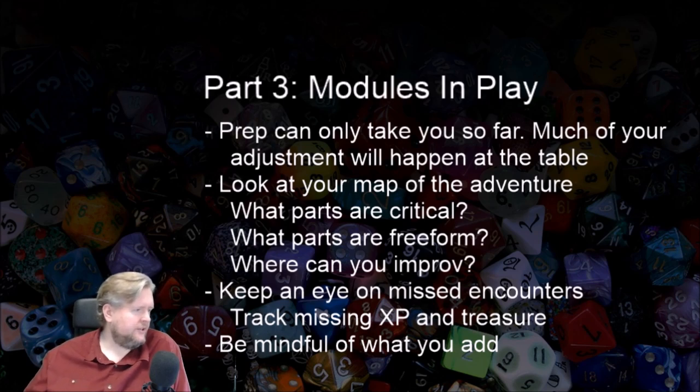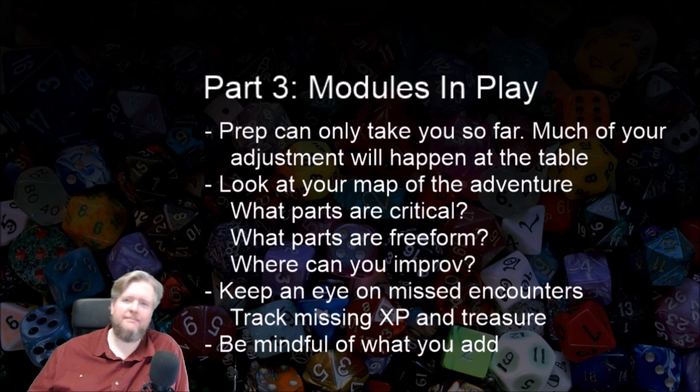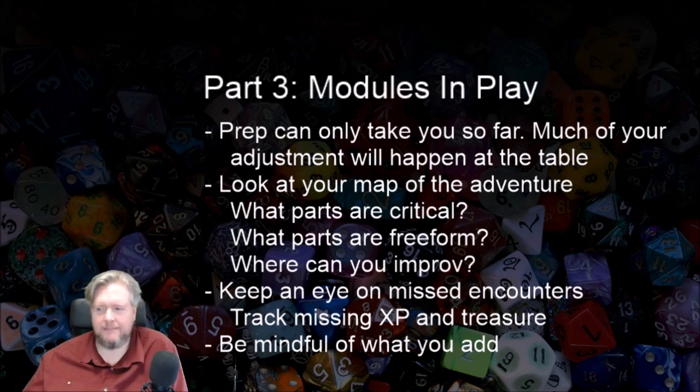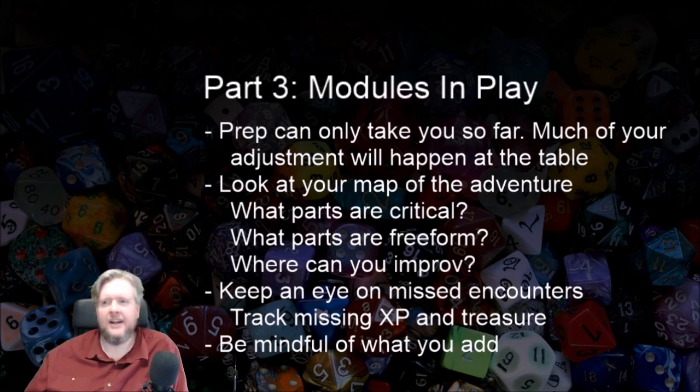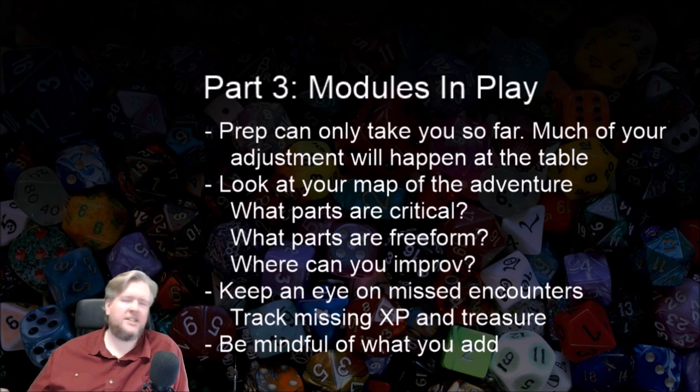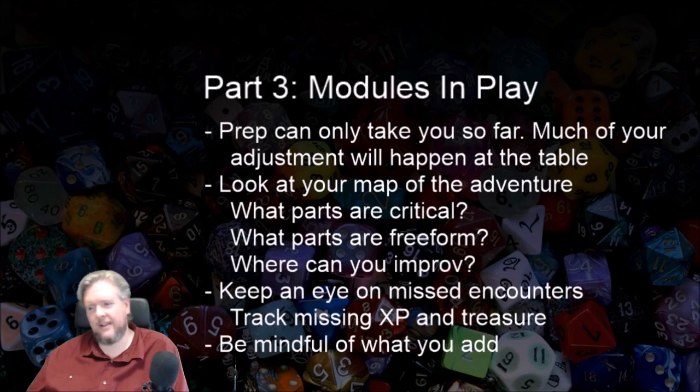So this gets back to keeping an eye on missed encounters and being mindful of what you add, these two last parts. Tracking what they miss, tracking what you add, making sure all those things kind of roughly balance out. It's not mandatory. You can also take the other route, which is, they've missed a bunch of encounters, or I've added a bunch, and they're either higher level or lower level than they're supposed to be. So I'll actually adjust the final encounters or the end of the adventure to make sense.